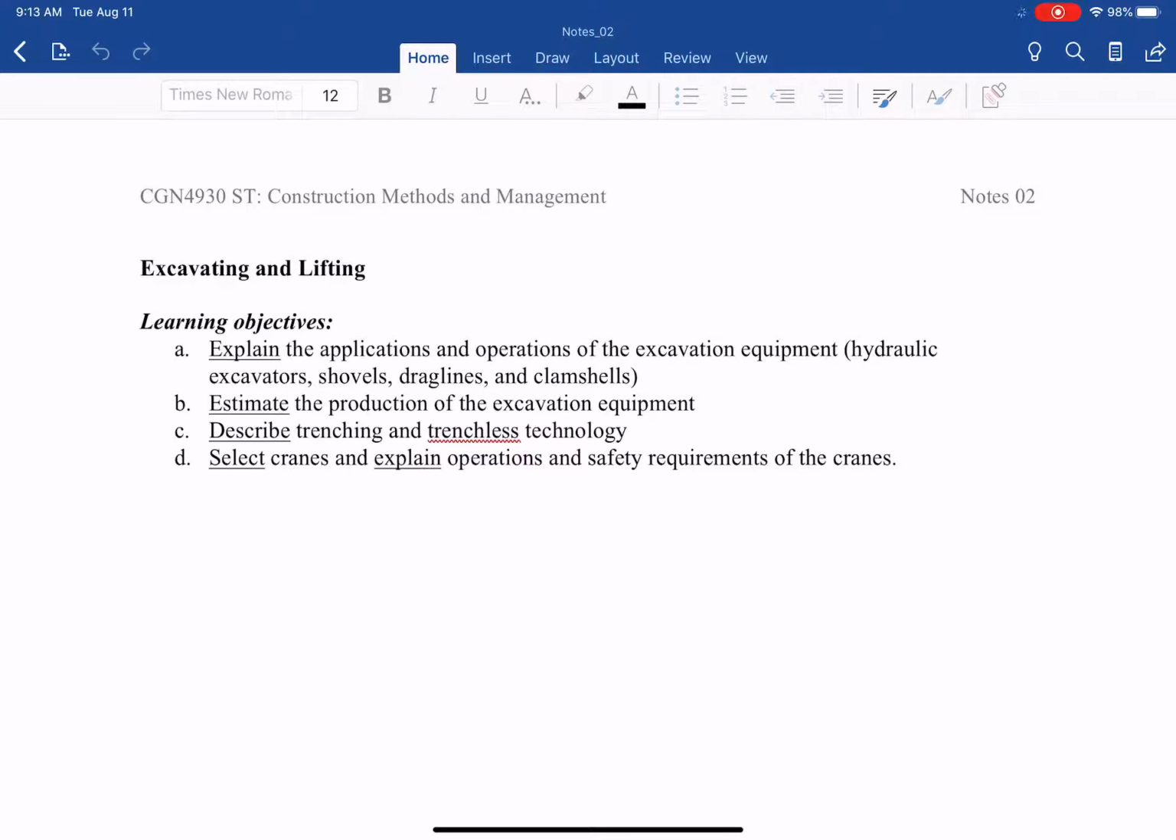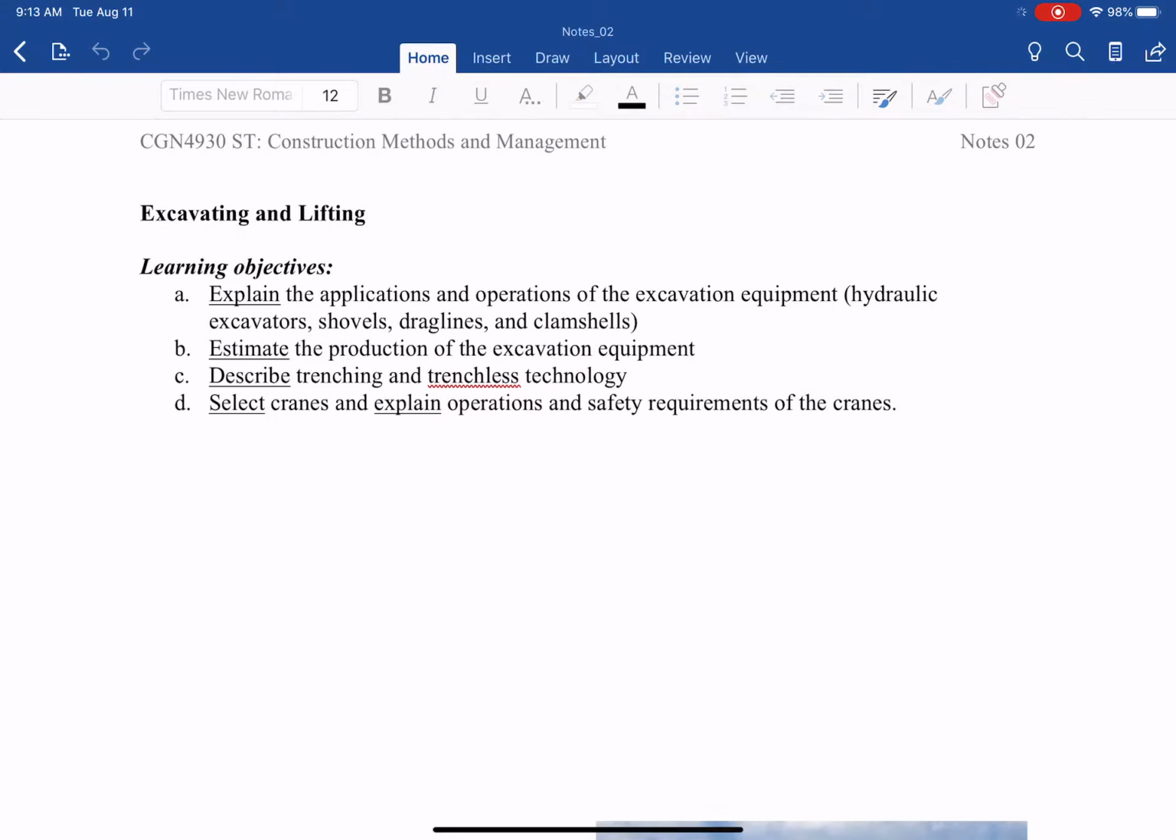So lesson 2 of the first week, we have excavating and lifting, which is chapter 3 in your textbook. And we have 4 learning objectives for today. Explain the application and operation of the excavation equipment. The equipment that we are talking about for excavation is hydraulic excavators, shovels, draglines, and clamshells.